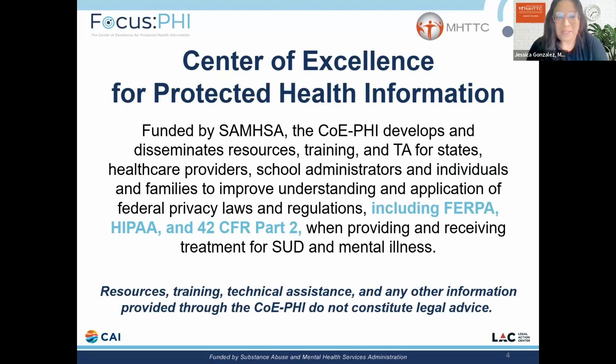And as I mentioned earlier, this is brought to you by a collaboration from the Center of Excellence for Protected Health Information and the MHTTC Network. The COE-PHI is funded by SAMHSA to assist people and organizations in understanding and applying current federal health privacy laws and regulations on the job and specific to their task or role, and to also assist patients and their loved ones in knowing what their privacy rights are when seeking and receiving treatment for substance use and mental health. Resources, training, and technical assistance provided by the Center of Excellence for Protected Health Information does not constitute legal advice. Please also note that today's presentation will cover only the federal health privacy laws and their application to student records, as it is not within the scope of the COE-PHI to address individual state privacy laws.